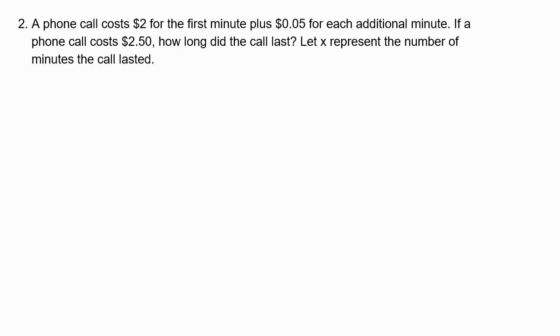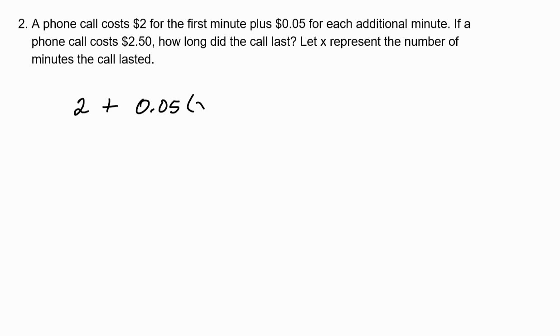Now this is very similar to a problem that we did in chapter 1 where we were just writing an expression, but here we have an equation. So I've got two different things going on. The first minute of that phone call is $2, and then all of the other minutes are 5 cents a piece. So $2 for the first minute. Each additional minute is 5 cents.